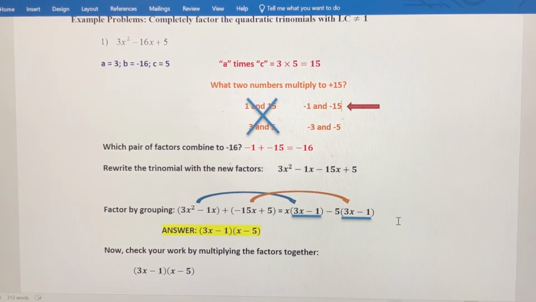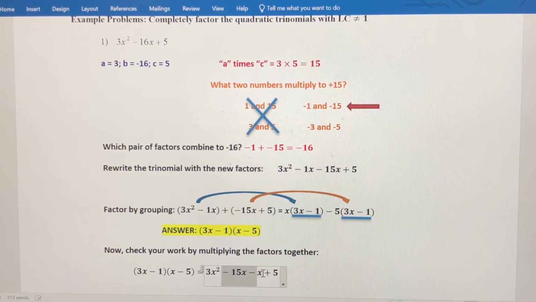We want to use the FOIL method, or distributive property, whatever you want to call it, okay? So 3x times x is 3x squared. 3x times negative 5 is negative 15x. Negative 1 times x is negative x. And negative 1 times negative 5 is positive 5, okay?